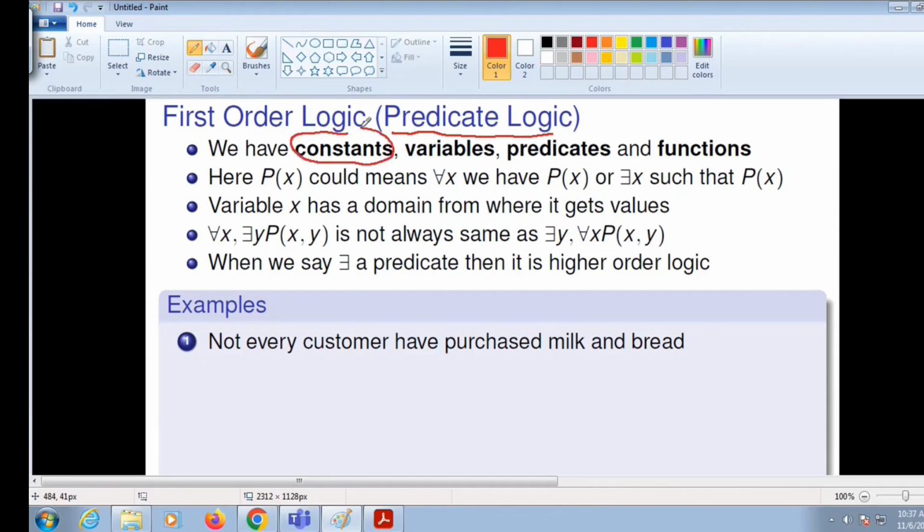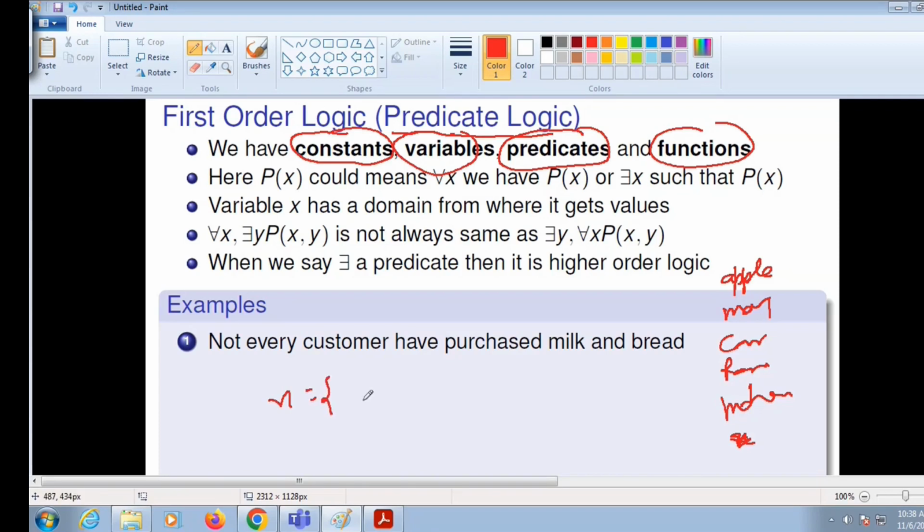There are constants, variables, predicates and functions. So there are four things here. What is a constant? For example, if I say apple, mango, car, Ram, Mohan, anything I say, these are constants. When we have constants, we can put in a variable also. For example, I have a variable x that can take values. Let's assume it can take the values car, bus, train, road. So you can see that this is what a variable is. A variable can take any value of the constants.